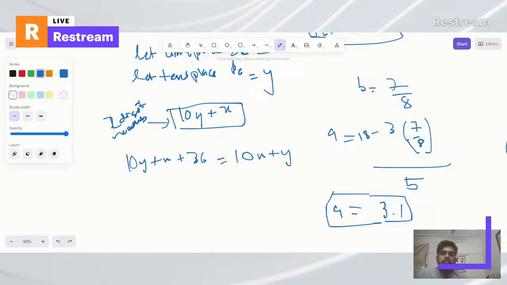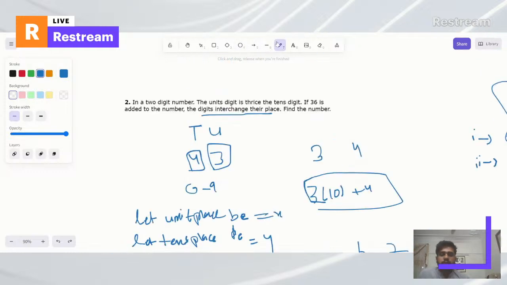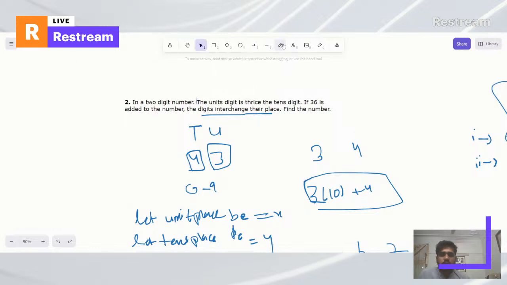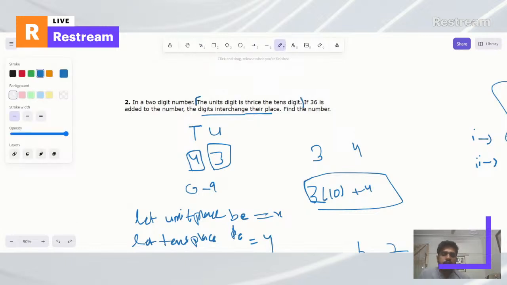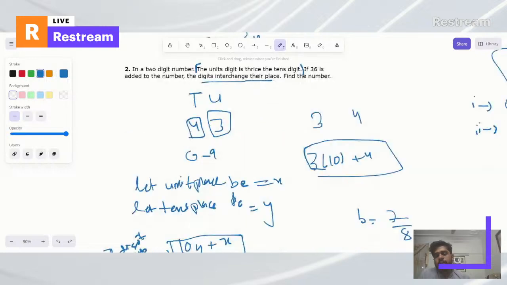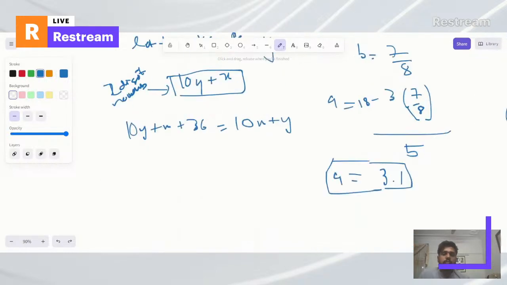All right, so there's one more piece of information written over here, which is very important. The unit place is thrice the 10th digit. So the unit place is x, and it is thrice the 10th digit. The 10th digit is y, and if we multiply it with 3, it's going to become the unit digit. So that's an important piece of information.